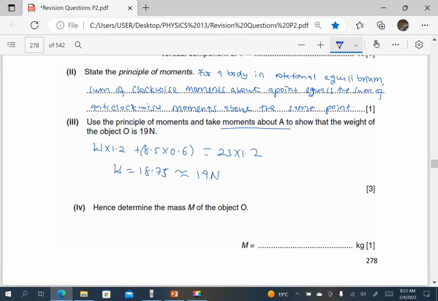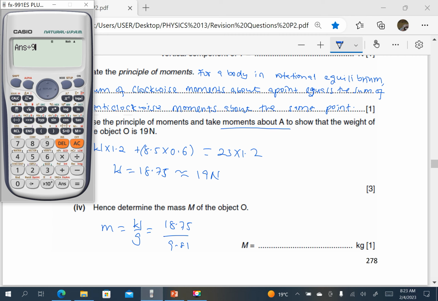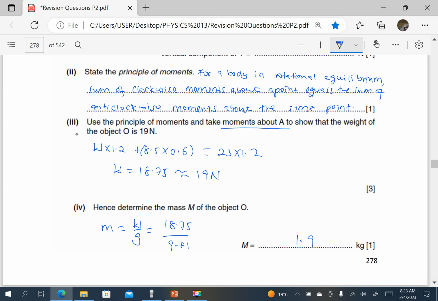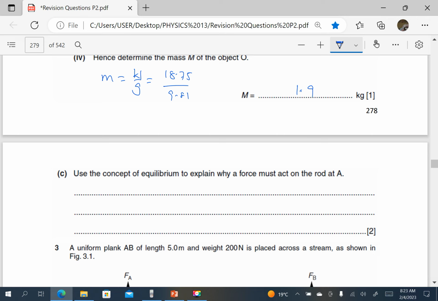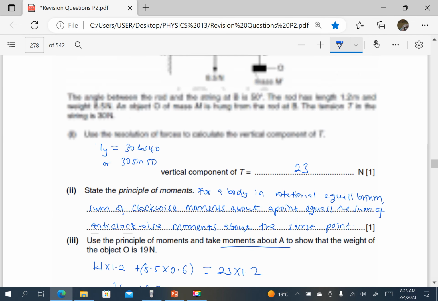Determine the mass m of the object. So mass is equal to the weight divided by g. So if the weight is about 18.75 and g is 9.81, so the answer divided by 9.81, that is 1.9. So this is 1.9. Use the concept of equilibrium to explain why a force must act on the rod at A. Let's go back to A.